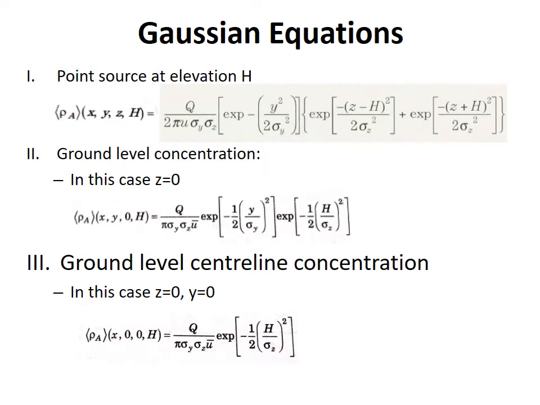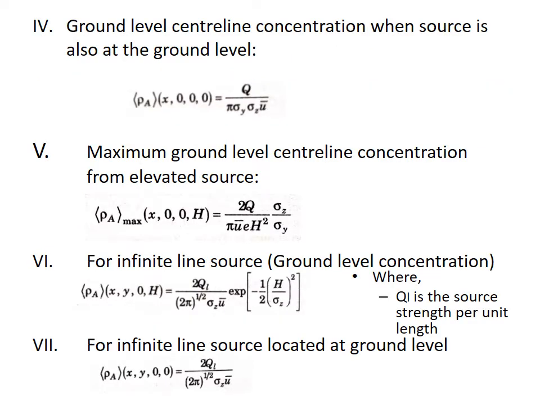Now, if we have to find the ground level center line concentration due to a point source located at an elevation of H, z will be equal to 0 because it is ground level concentration, and y equal to 0 because we are finding the center line concentration. So the concentration of pollutant A, rho A (x, 0, 0, H), is equal to Q by pi sigma y sigma z u bar into exponential of minus 1 by 2 (H by sigma z) the whole square.